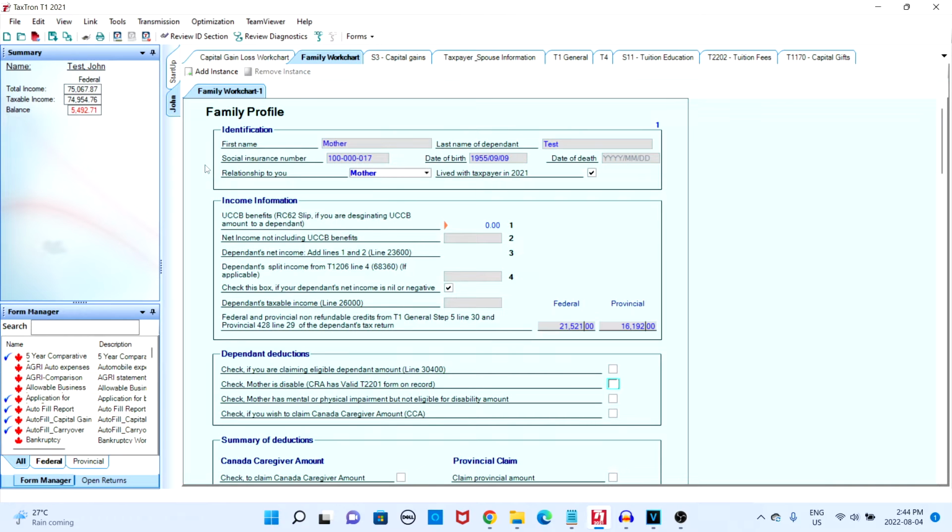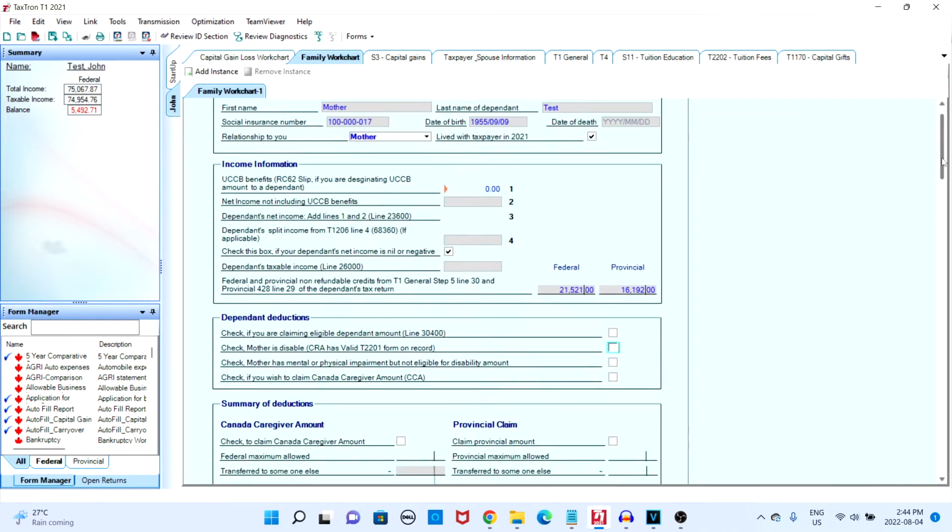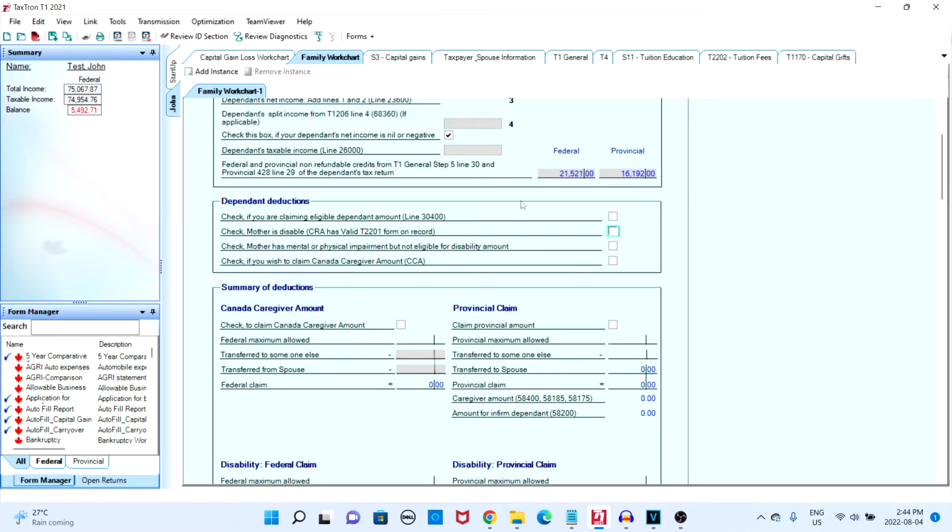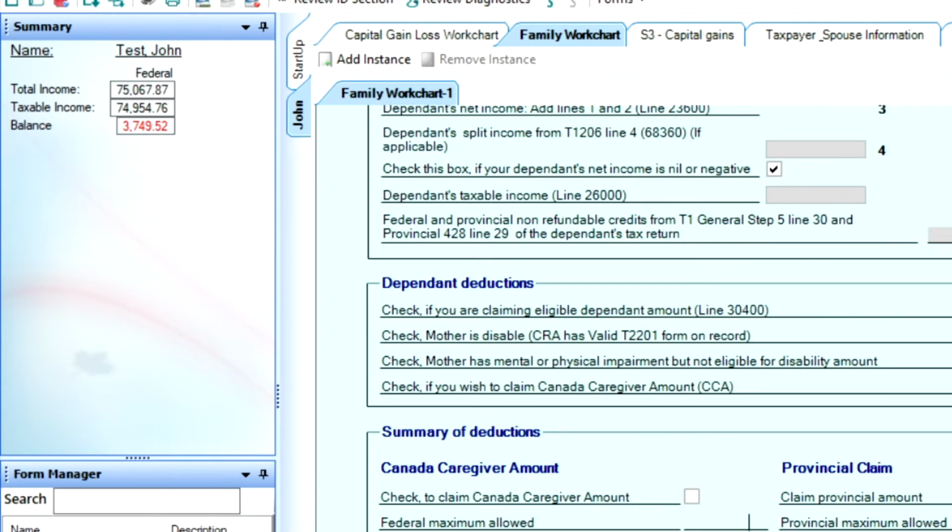In order to claim the deduction, navigate to the Dependent Deduction section of the family work chart and check the box that indicates that the mother is disabled. As you can see, the tax liability for this individual has decreased.